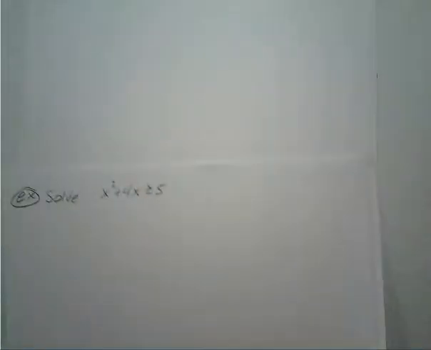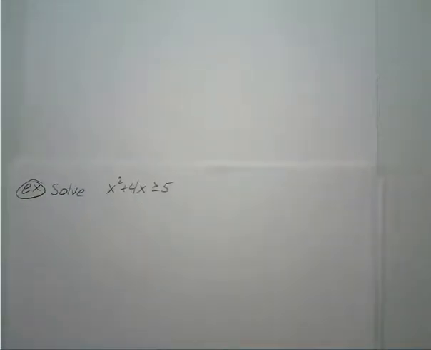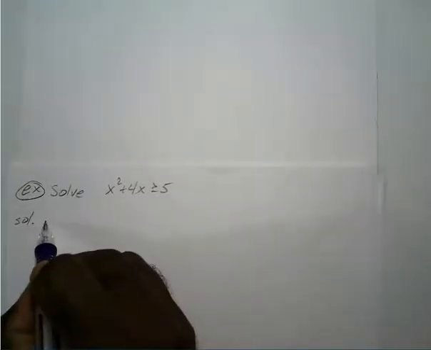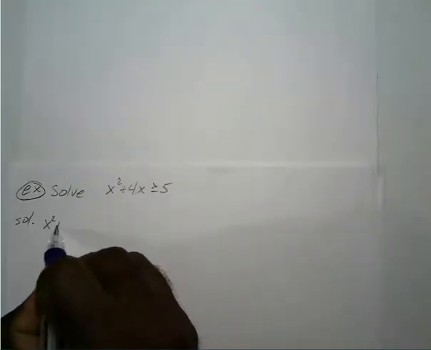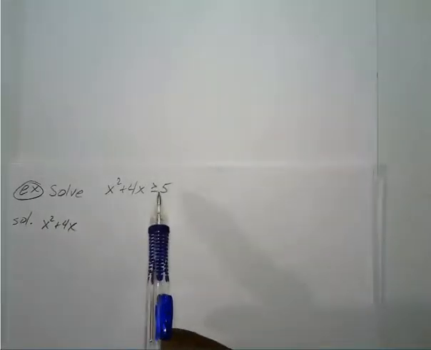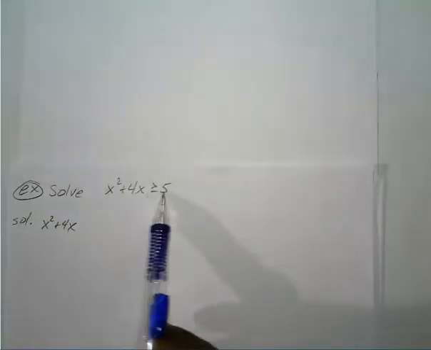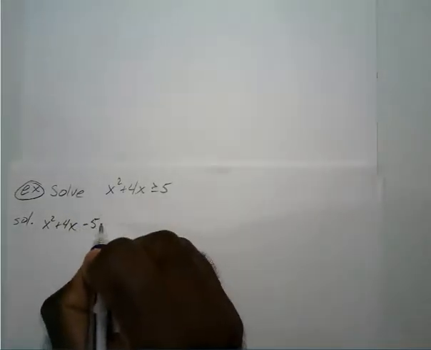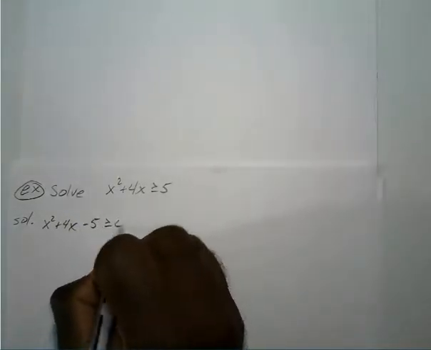All right, you bring that back down. There we go. Okay, so this example wants us to solve x squared plus 4x is greater than or equal to 5. Okay, so you have x squared plus 4x. We want to bring everything to the left, so we're going to subtract 5 from both sides. So if we subtract 5 from both sides, we have x squared plus 4x minus 5 is greater than or equal to 0.